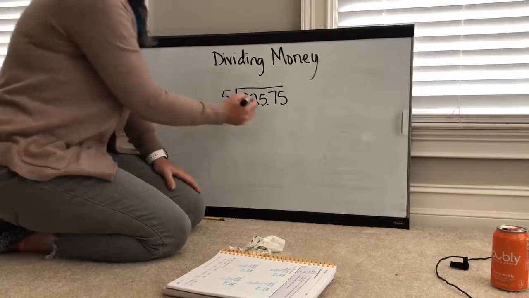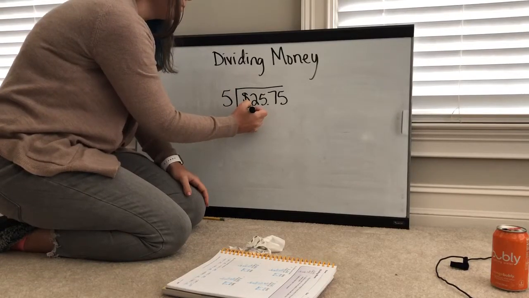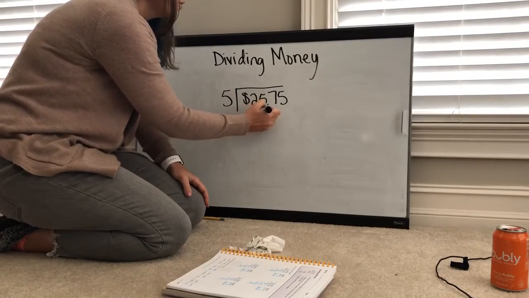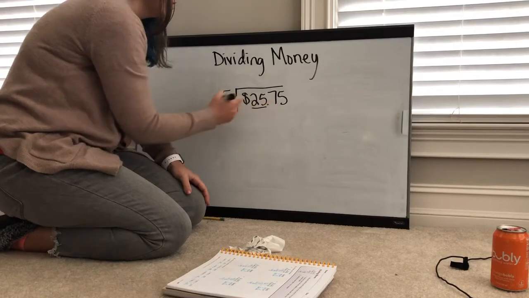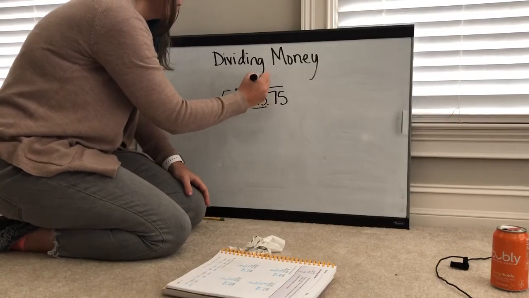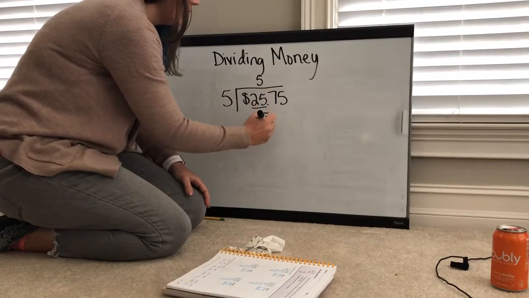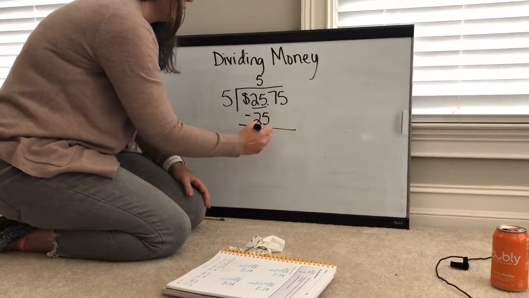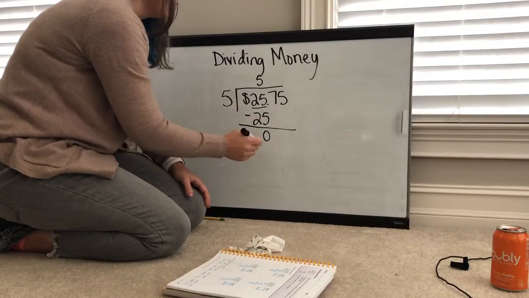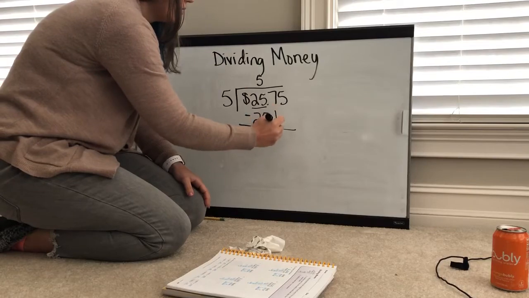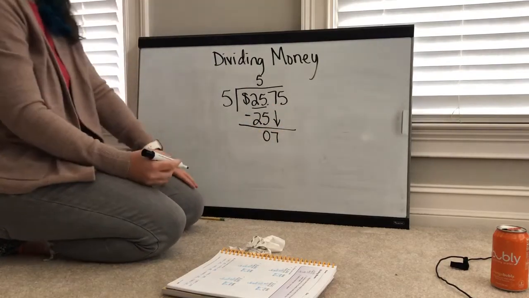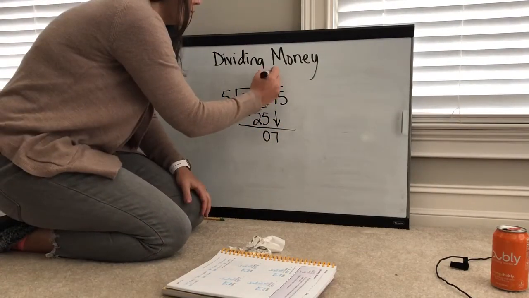Short division says that the 2 is not big enough to divide into, so I'm going to go ahead and look at the 25. We call this short division. 5 goes into 25 5 times. 5 times 5 is 25. If we subtract, we get 0. It's smaller than 5, so we're fine. Next is to bring down the next number. Now 5 goes into 7 one time.